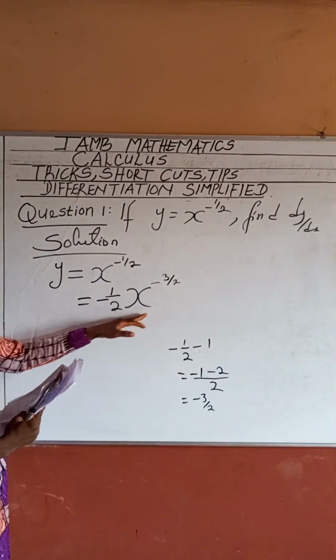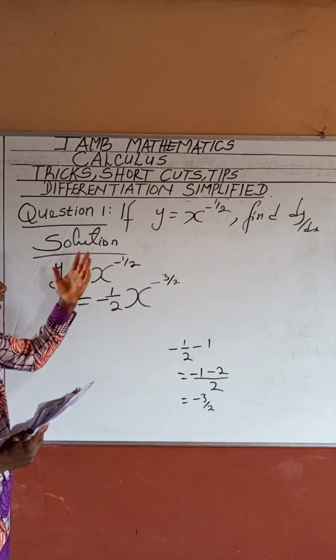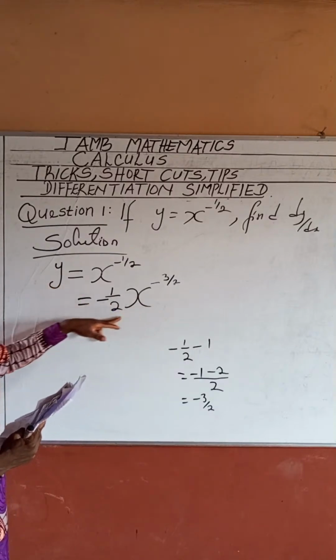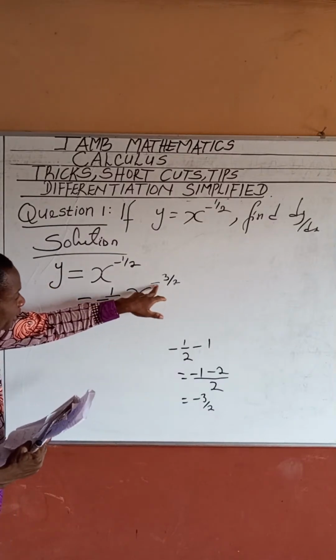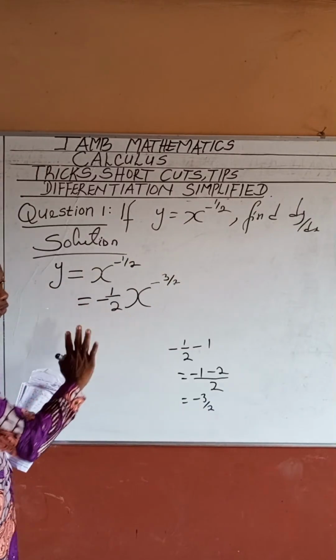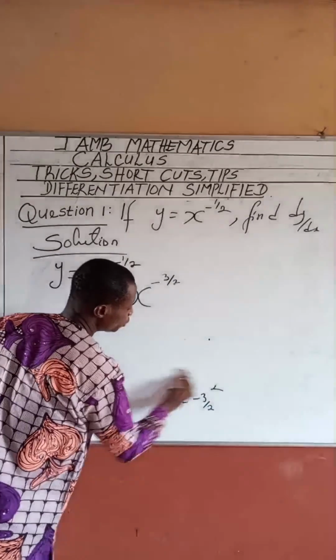Most times in JAMB, you just leave it like this. But in WAEC and NECO, our class will soon commence in WAEC and NECO, but right now it's JAMB. What it means is, this is the final answer. There are other ways to express it, which we are not going to bother ourselves about now. So let's leave it at this. I hope it is well understood.